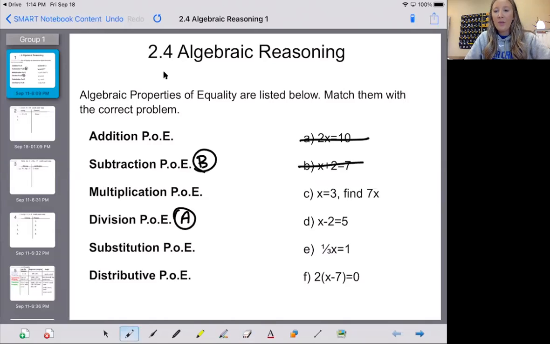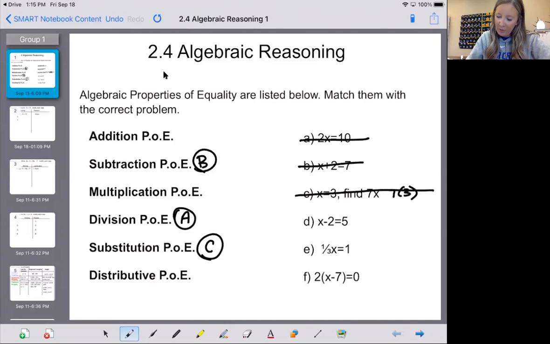Letter C, it says x equals 3, find 7x. So think about what you would need to do in order to solve that problem. If x equals 3, find 7x. So would we add? No. Would we multiply? Technically, we would end up multiplying, but before we even multiply, think about what you would be multiplying. You would have to take 3 and plug it in, right? And so the process of plugging something in, that word that we use in math, would be substitution. So when you are substituting something, it's called the substitution property.